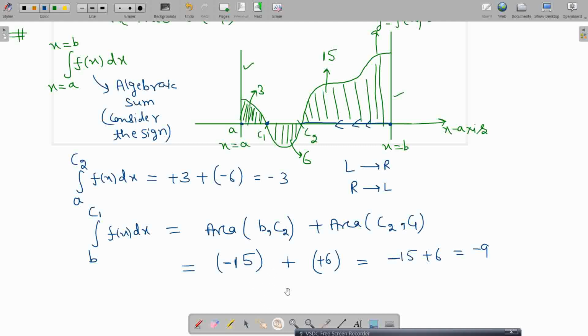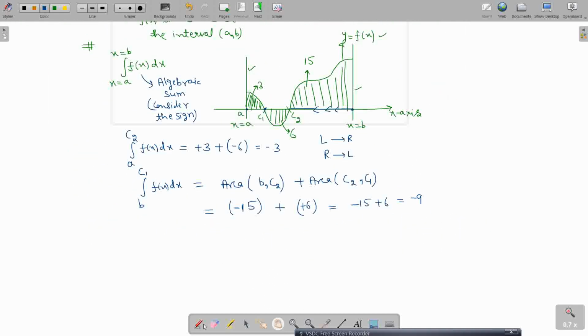Okay, let's just take one more example from this graph. Let's suppose I have to find the integration I equals to a to b. Now I'm just taking the whole interval a to b, so I have to consider the whole graph. This whole a to b means we are going from left to right. So the areas which are above x-axis should be considered positive, and the areas below x-axis should be considered as negative. Okay, so let's just move from this point A to this point B like this.